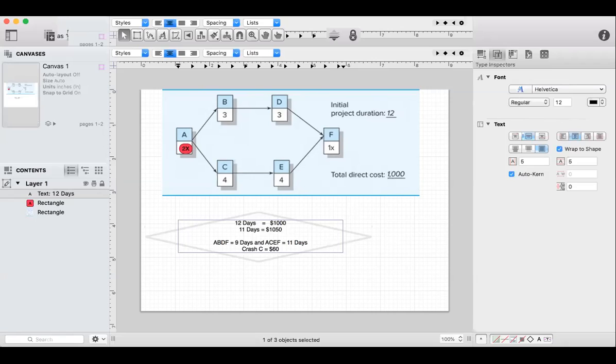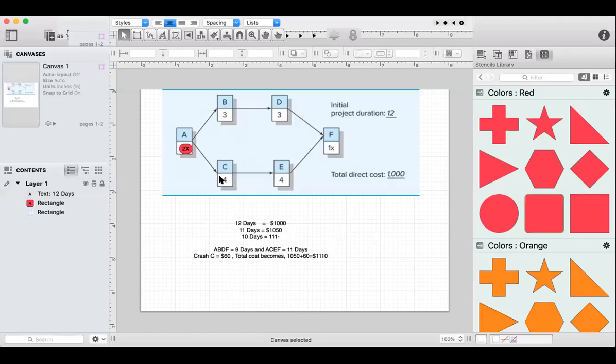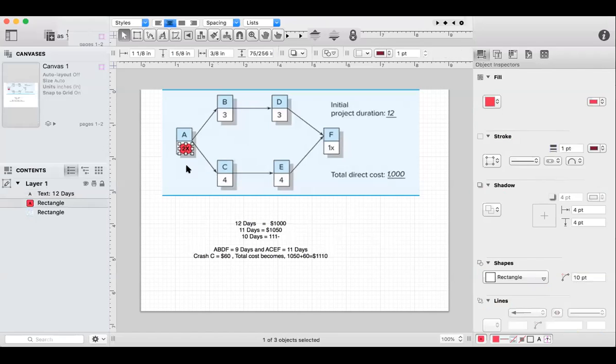Okay. Total cost becomes 1,050 plus 60 equal $1,110. Okay, so that becomes here, and you would say here, now for 10 days equal 1110, and you see I crash C. How many times can I crash C? 2 times, sir. Okay, so instead of 4, what do I do?